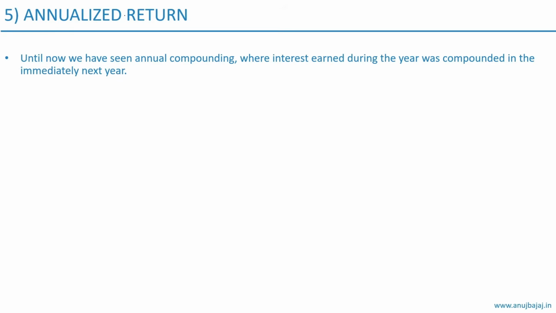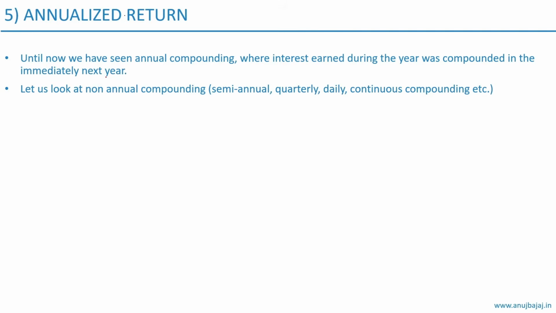We are done with the 4th section, which was time weighted return and money weighted return. Now let us move on to the 5th section, which is annualized return. Until now we have seen annual compounding, where interest earned during the year was compounded in the immediately next year. But now we will look at non-annual compounding, where the interest earned will be compounded on a semi-annual basis, quarterly basis, daily or a continuous basis.